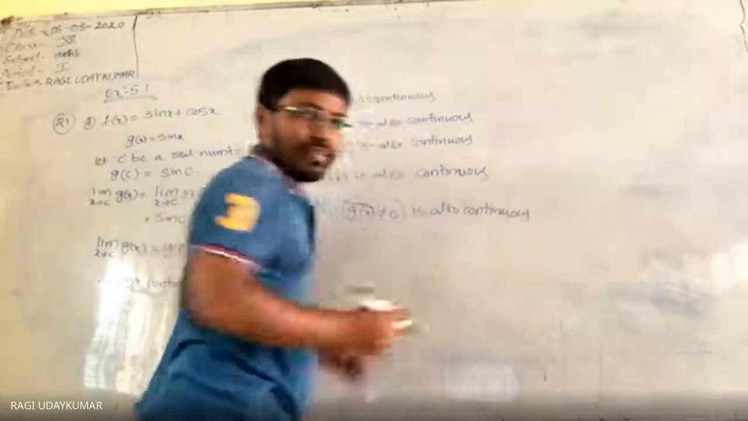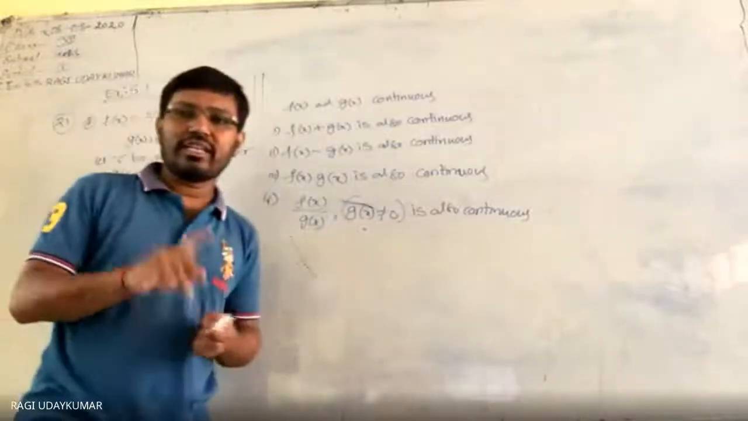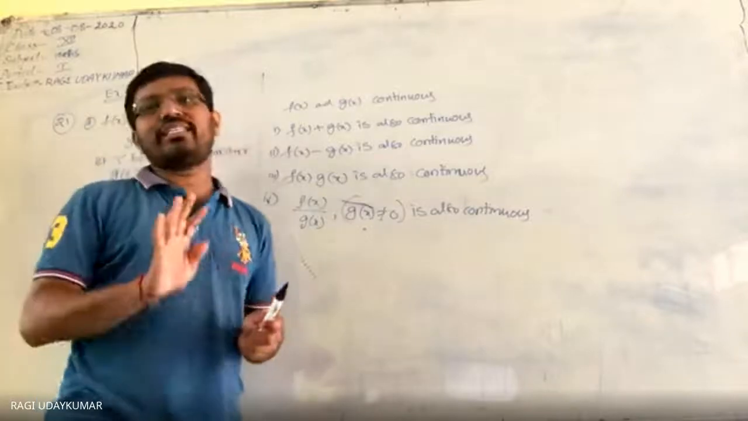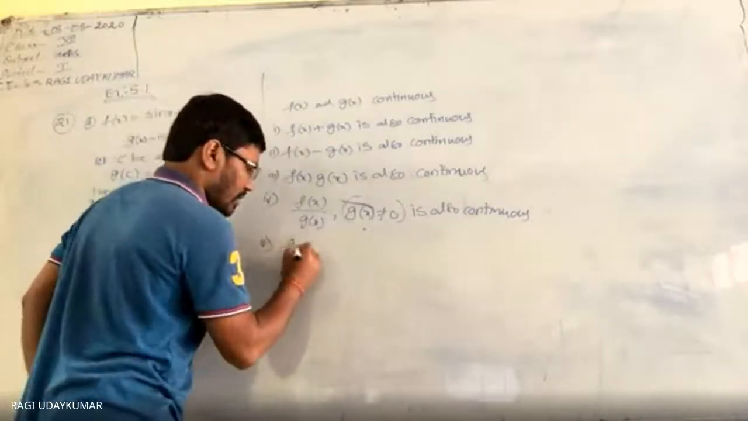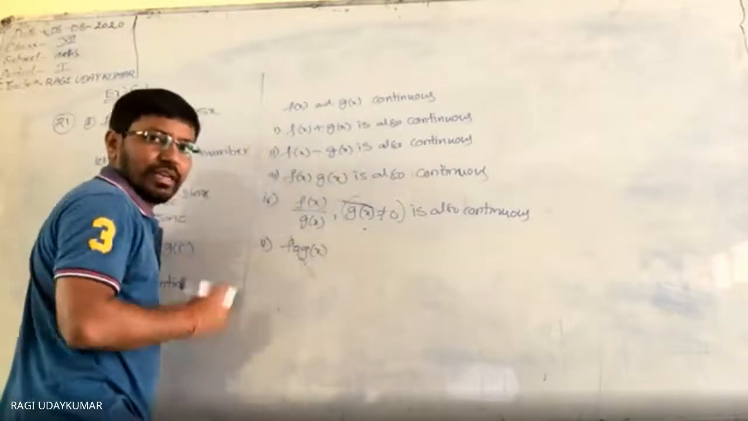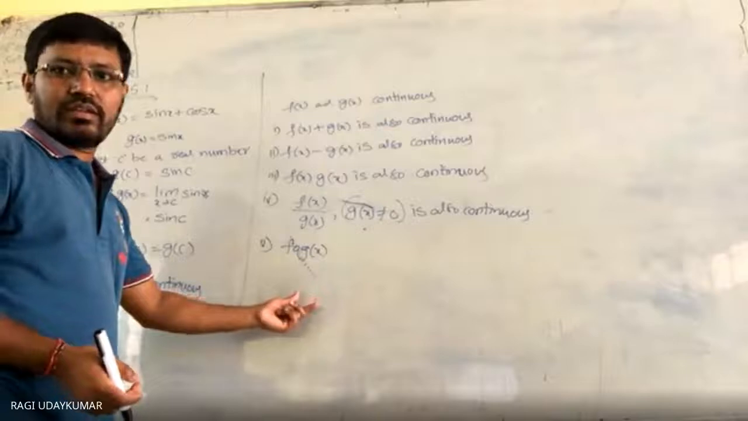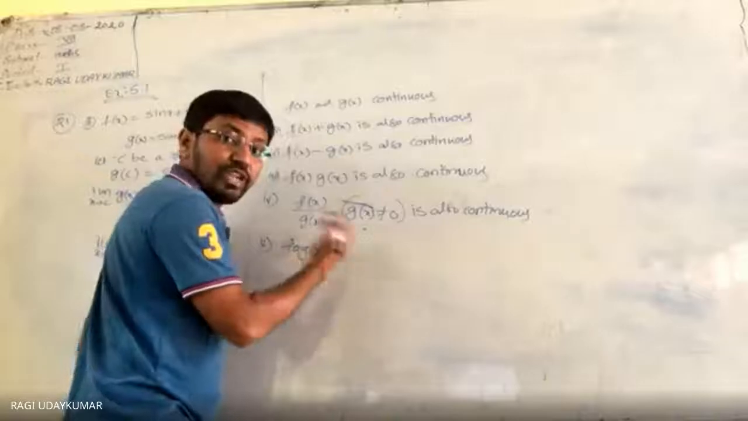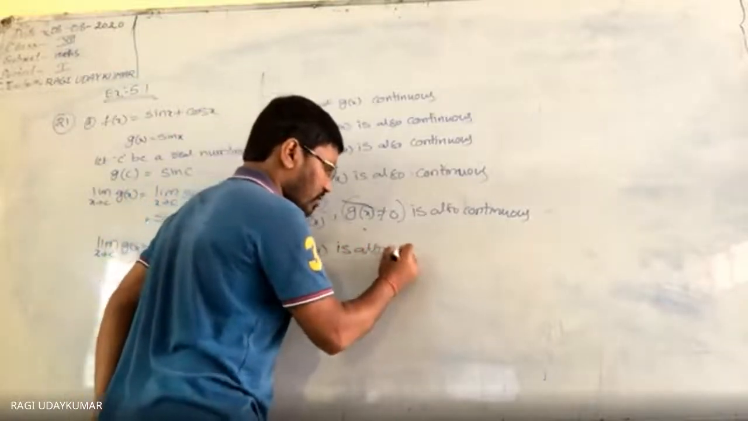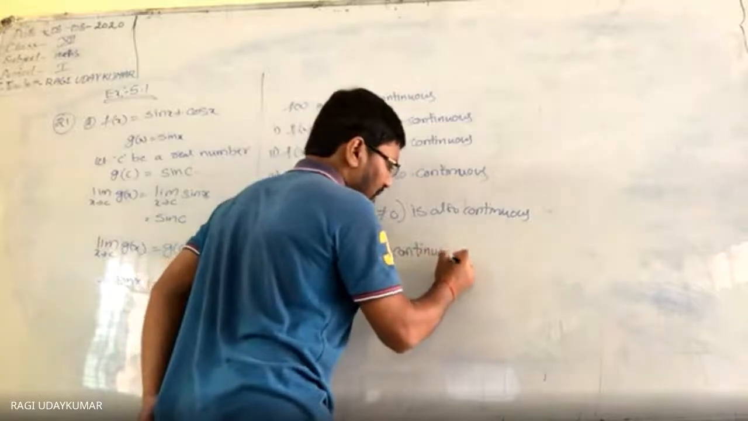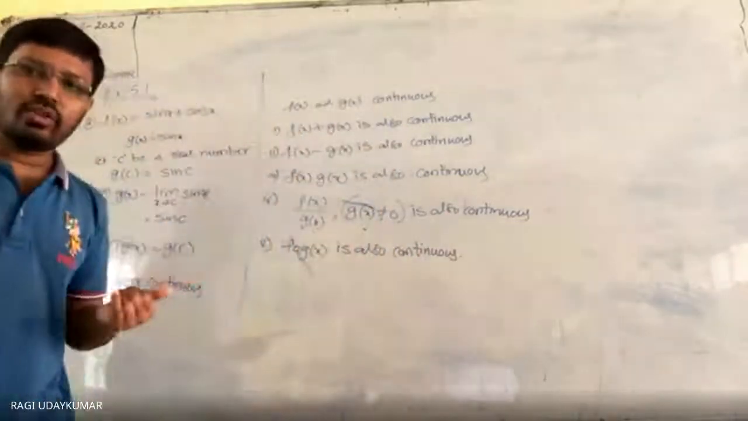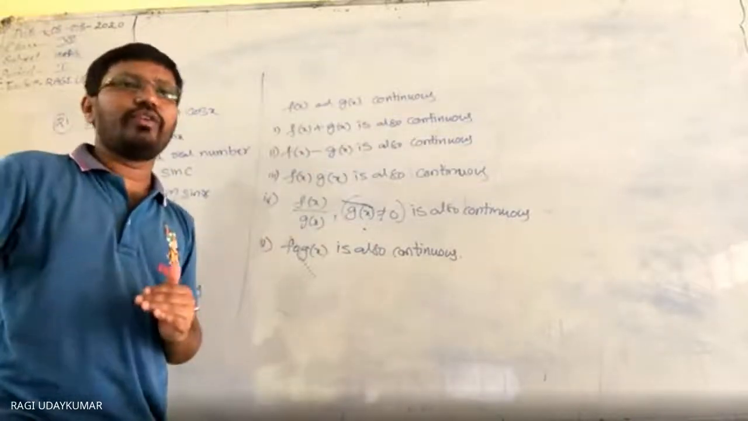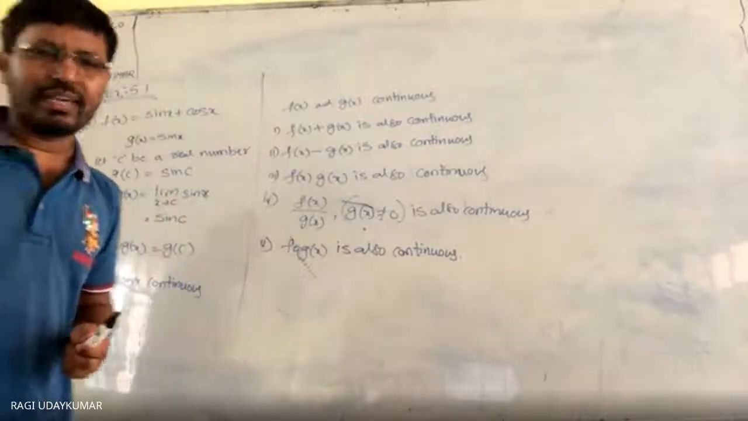So when the two functions are continuous, their sum is also continuous, their difference is also continuous, their product is also continuous, and their composite function is also continuous. F circle g of x, if the composite function is defined, f of x and g of x are given, f of g of x is also continuous. So do remember these points here. Based on these things only, we can go for the remaining part. These are all called the algebra of continuity of functions. If you see your textbook also, it is given.